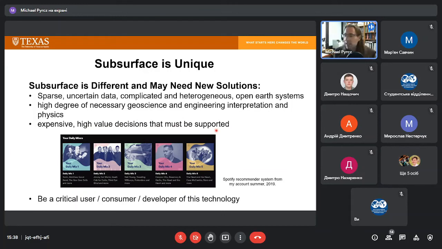How about expensive, high value decisions that must be supported? What is the cost of Google driving directions taking you the wrong direction? What's the cost of drilling a well in the wrong location? In the Gulf of Mexico, about 5 years ago, it was costing us $150 million to drill one well. Our exploration budgets were often $1 billion. How much does it cost to get that wrong? $1 billion. Okay? Now let me compare that to Spotify.